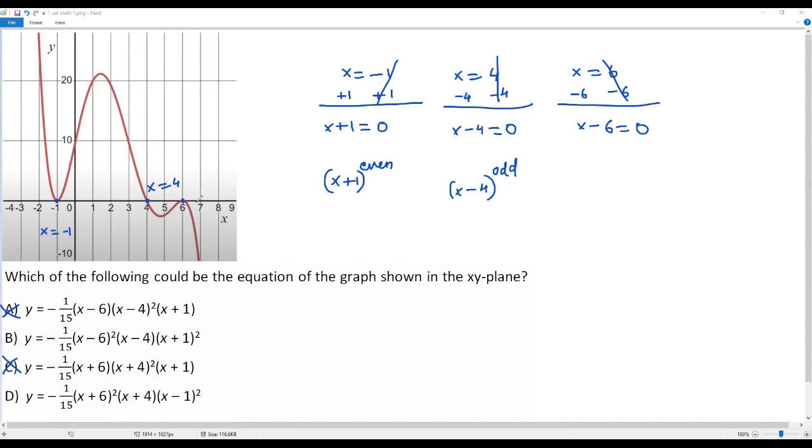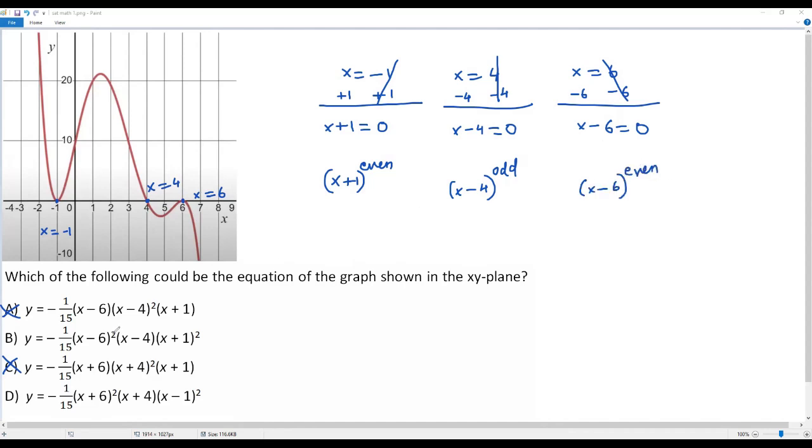Now let's consider the third x-intercept, that is x equals 6. At x equals 6, the graph touches the x-axis. It does not cross the x-axis. Then the factor x - 6 corresponding to this x-intercept will have an even number as an exponent. Let me write it over here: x - 6 raised to the power of an even number.